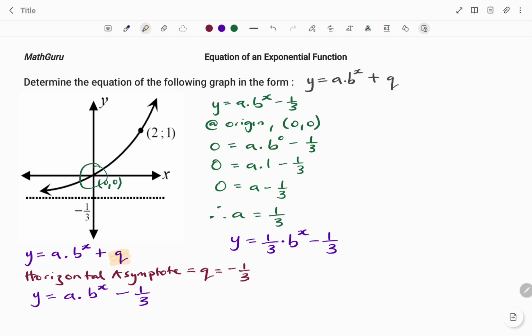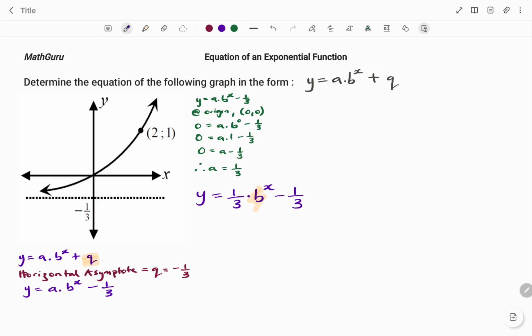The next step is to find the value of b. Going back to my diagram, I have another point on the graph, and that is the point (2, 1). That's the coordinate. So I'm going to substitute the point (2, 1) into my equation. That means the value of y is 1 and the value of x is 2. So what I have is 1 equals 1/3 times b to the power of x, x is 2, minus 1/3.